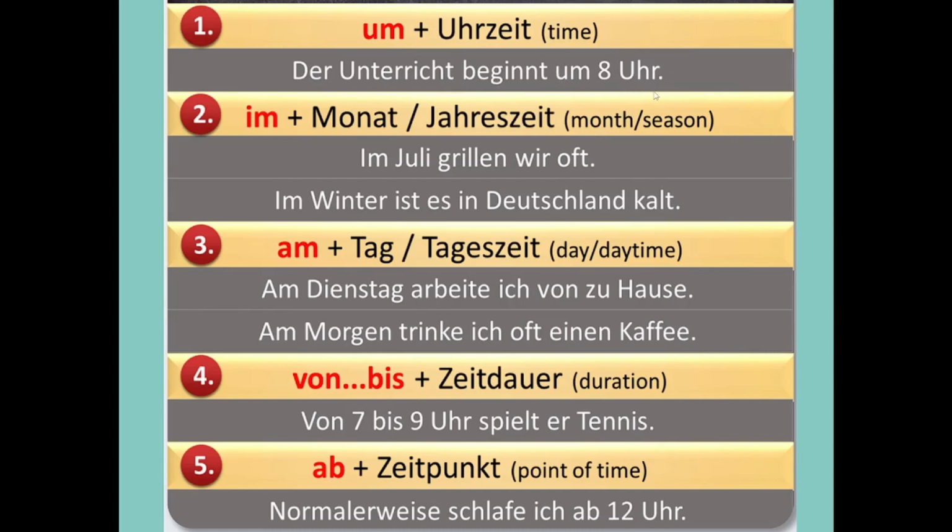In German, they will be using hours, 8 hours, and they will use the scale of 1 to 24 hours instead of saying AM and PM. For the morning and evening, hours will be used.